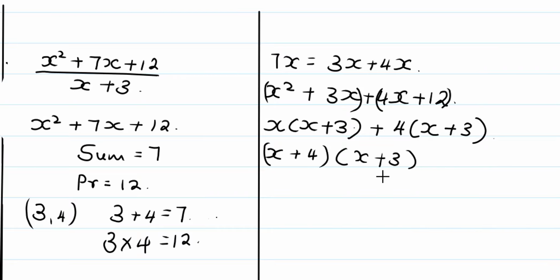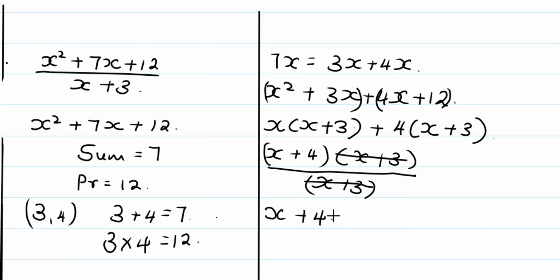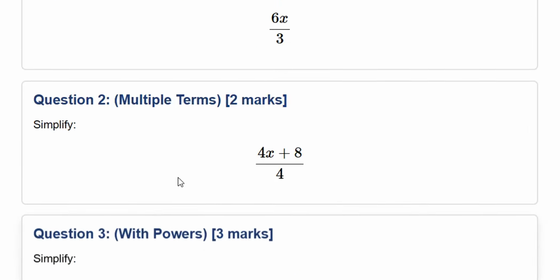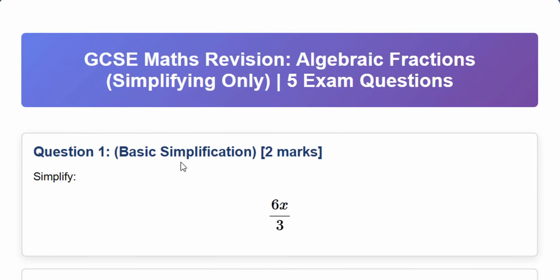So from there now we can divide with our denominator, which was x plus 3. This one here. But you see, we have x plus 3 in the numerator, and we have x plus 3 in the denominator. So I can just cancel them, and I remain with x plus 4, and that becomes the simplified form of this question 5 here. So that's how we simplify algebraic fractions.